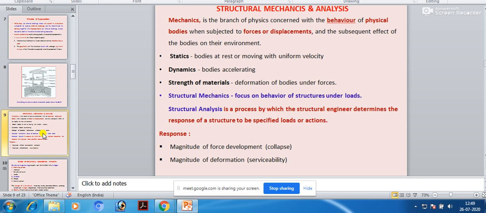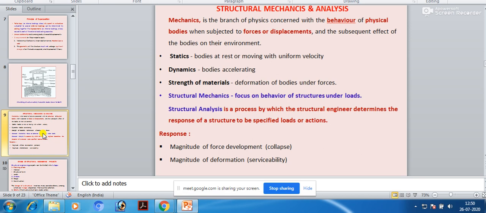So you must now understand what structural mechanics is and what structural analysis is. I am just going through this, I'll explain it tomorrow in more detail. So mechanics, you have learnt about mechanics, right? In mechanics you have learnt about the behavior of physical bodies when they are subjected to forces or displacements. And in such cases you have considered the total body as a whole for your analysis.